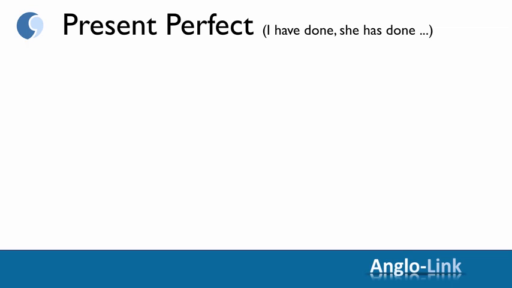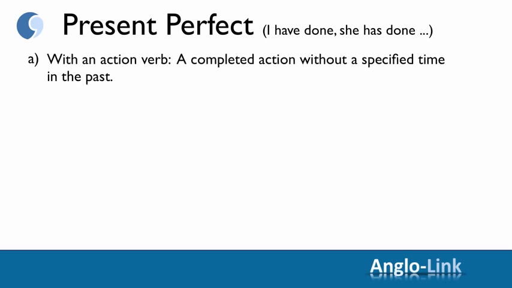Now you have to be careful with present perfect, whether you're using it with an action verb or a state verb. Let's look at the usage of the present perfect tense with an action verb. When you use this tense with an action verb like sit, go, come, dance, etc., it indicates a completed action, but there is no time specified in the past. The following expressions require this tense because they do not refer to a specific time in the past. They mean some time in the past until now.